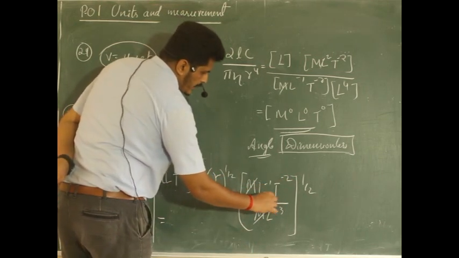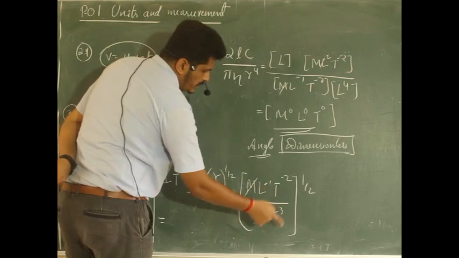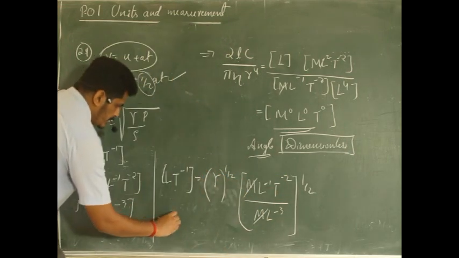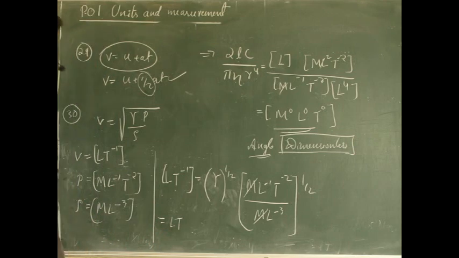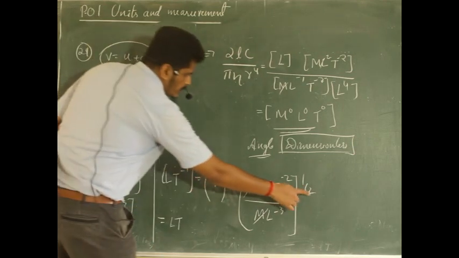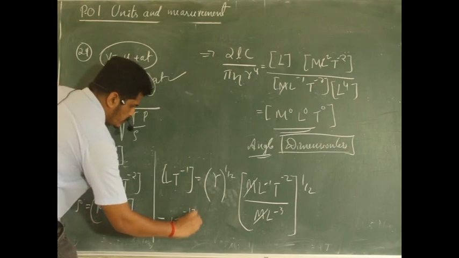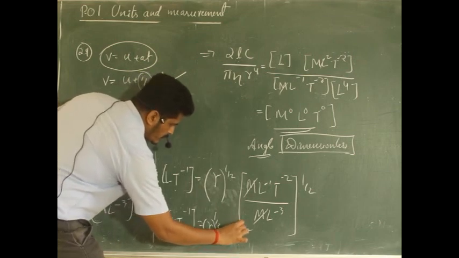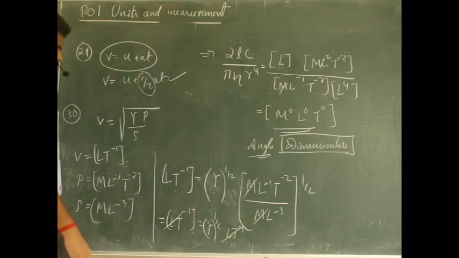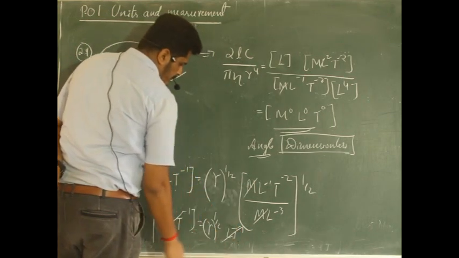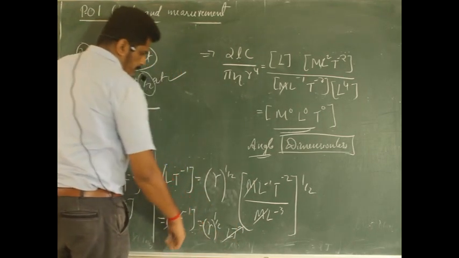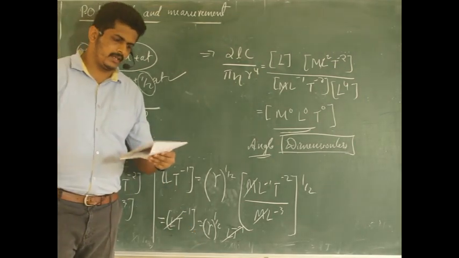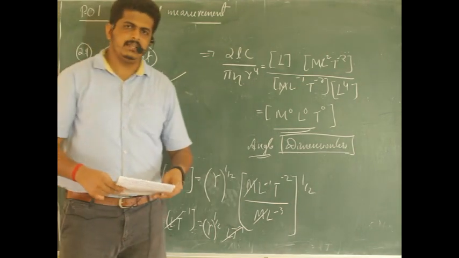L will end up with only power 1. What about T? Only minus 2 is there. So the 2 cancels, and we have LT minus 1 on the left hand side of the equation, gamma to the power 1 by 2, and here also LT minus 1. So LT minus 1 cancels on both sides. Hence, is there any dimensional equation present for the gamma value? No. So the correct option for the 30th question is dimensionless.